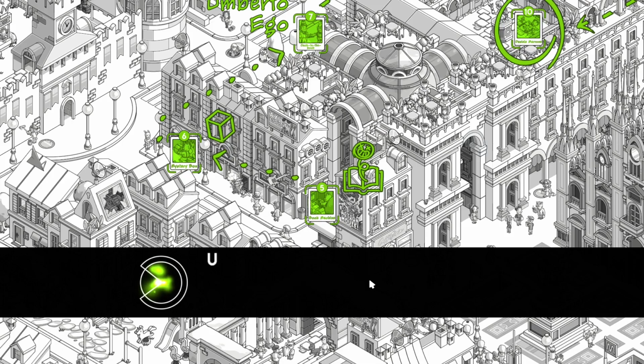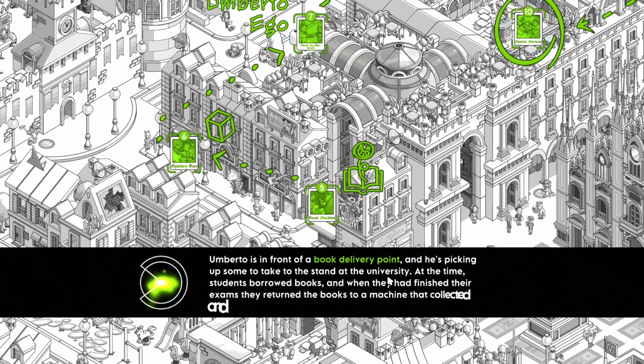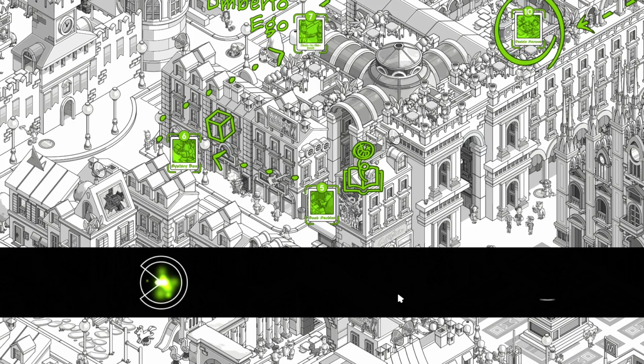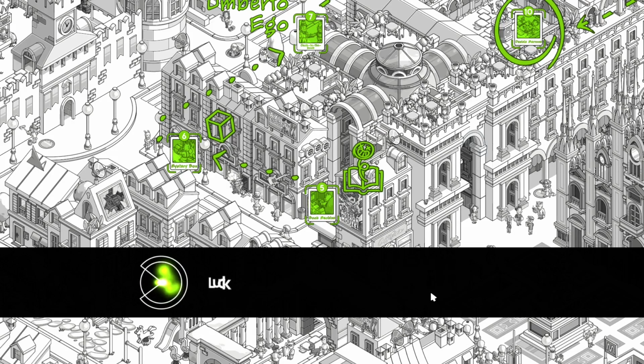Finally, we have an interesting clue. Umberto is in front of a book delivery point. He's picking up some books to take to the stand at the university. But at the time, students borrowed books, and when they finished their exams, they returned the books to the machine that collected them and cataloged them. It's an old fashioned but effective system. However, the most interesting thing is that it recorded the personal data of those who returned them. Unfortunately, all that recorded data is encrypted.